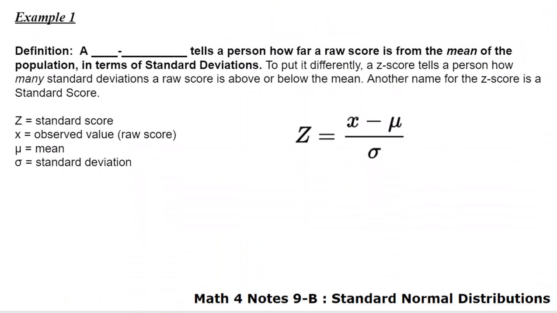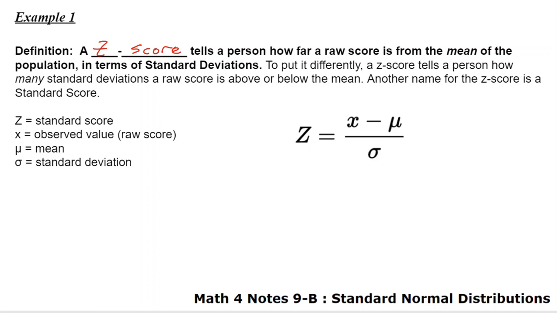All right, so, turn my pen on here. A z-score tells a person how far a raw score is from the mean of the population in terms of standard deviations. That's what I was saying a minute ago. Another name for the z-score is the standard score. That term you've probably heard a few times before. And you're seeing the formula there, which looks like something out of Math 1.